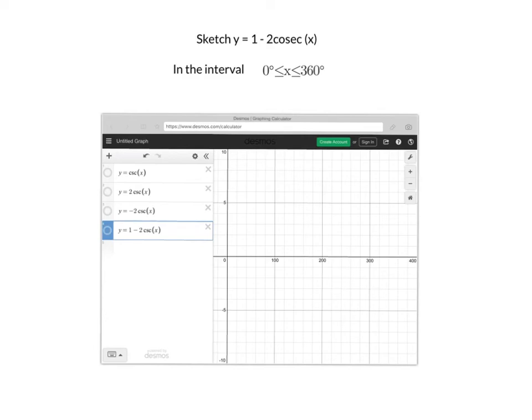Now we're going to look at one that takes quite a few steps. Y equals 1 minus 2 cosec x. Well, I'd prefer to think about this as y equals negative 2 cosec of x plus 1. That's exactly the same thing, but I've written it differently. Well, what do we do? Let's think about the steps. Let's think very carefully about the steps.